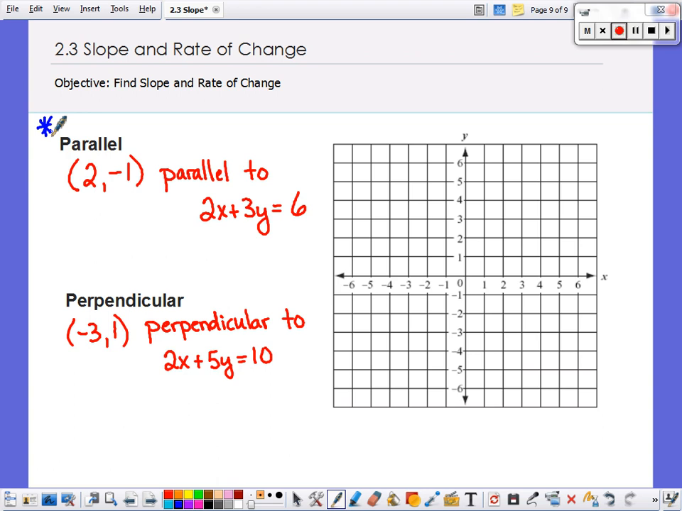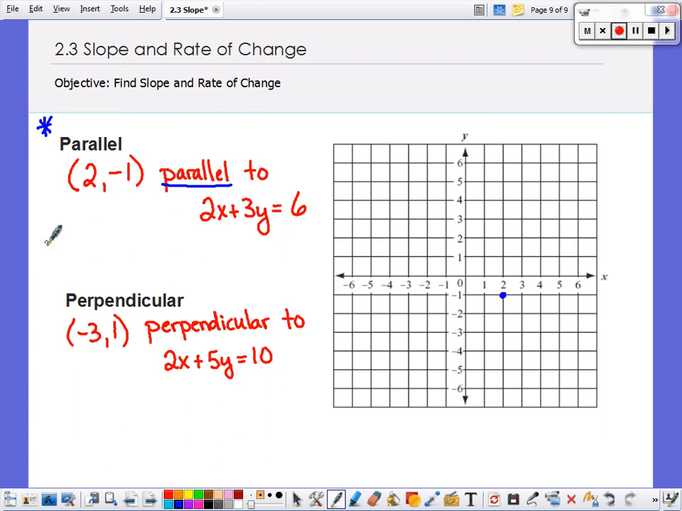And so if we take a look here, we have the parallel line. And the directions will say something like this. I want you to graph a line that goes through the point 2, -1. So there's a point, but I don't know how it's going to look. But then it says it's parallel to this.